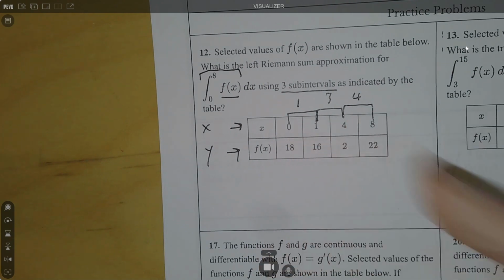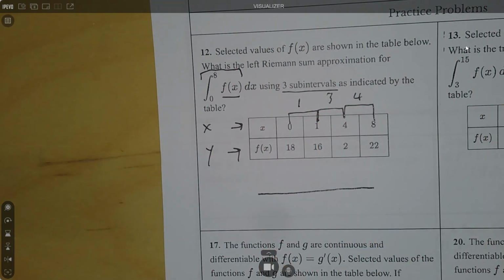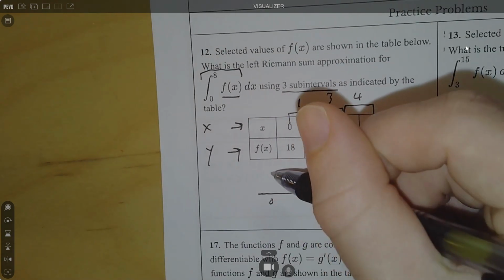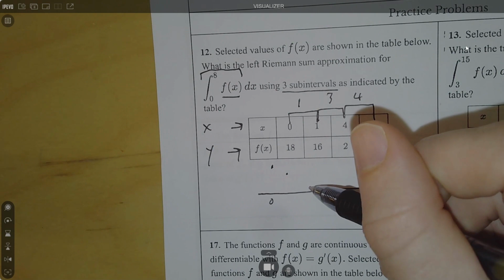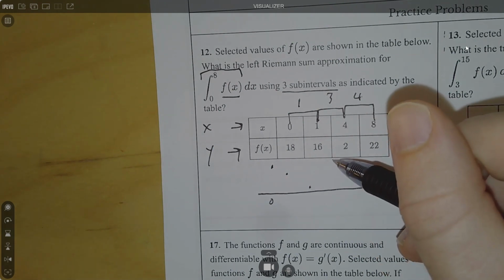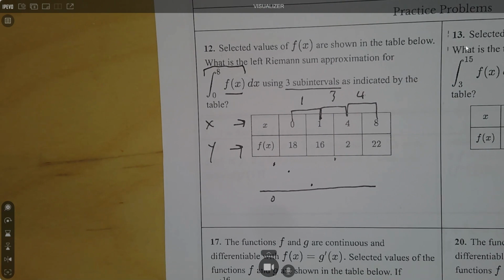That's just the distance between those numbers. Also really helpful, if you're still stuck, is to sketch it, right? So we have 0, 0, 18 is maybe up here, then 1, 16 should be here, and 4 and 2 is here, and 8 and 22 is way up here, right? And this isn't accurate, this is just to show you what's going on.